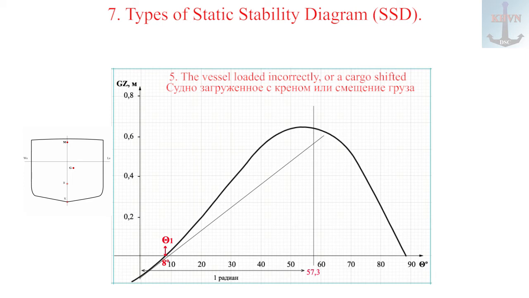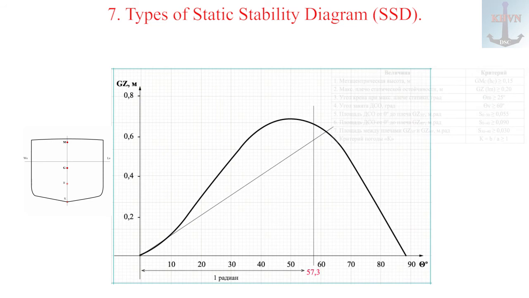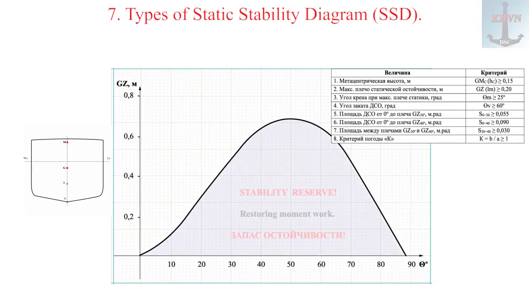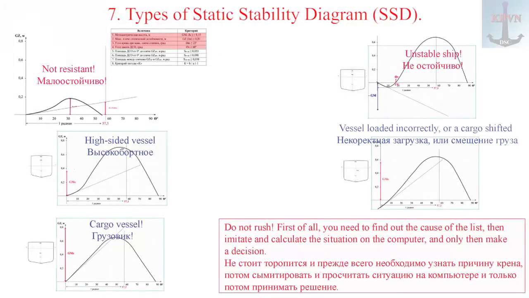If this happened at sea and there is no way to move the shifted cargo, level off with the side ballast tank of the opposite side. The main thing is that the loosened load does not shift in the opposite direction, otherwise the situation will only worsen. Do not rush, and first of all, you need to find out the cause of the roll, then calculate the situation on the computer, and only then make a decision.